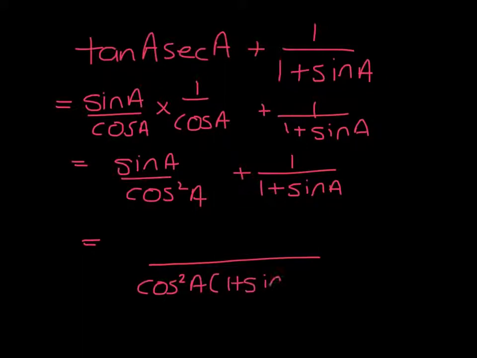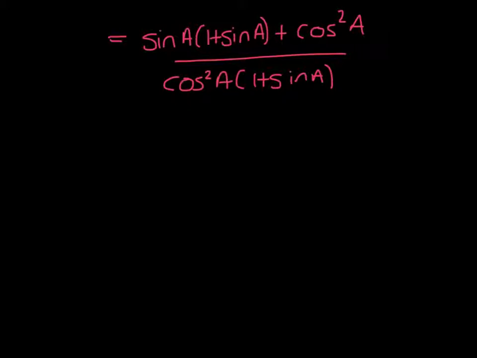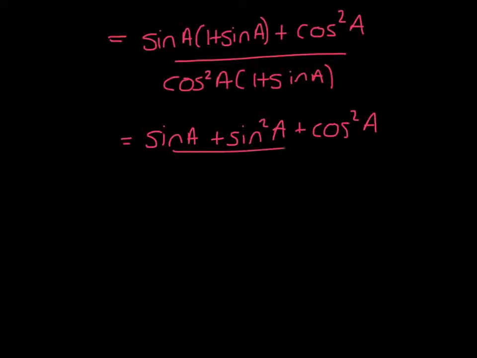If I have multiplied the first denominator by 1 plus sine A, then the numerator must get multiplied by 1 plus sine A. And if I've multiplied the second denominator by cos squared A, then the second numerator must get multiplied by cos squared A. Expanding out the bracket gives me sine A plus sine squared A plus cos squared A all over cos squared A upon 1 plus sine A.